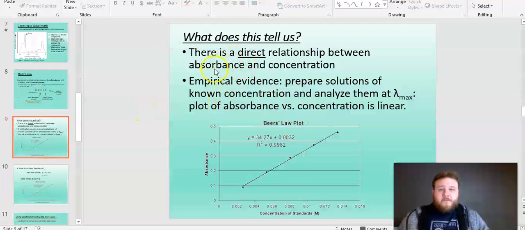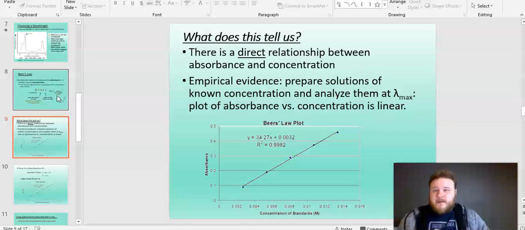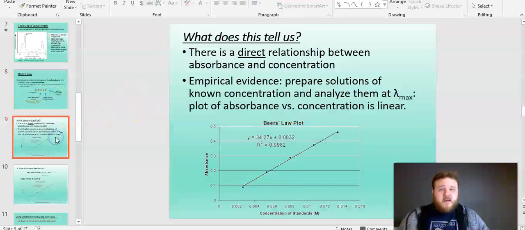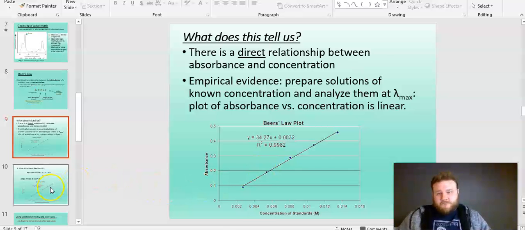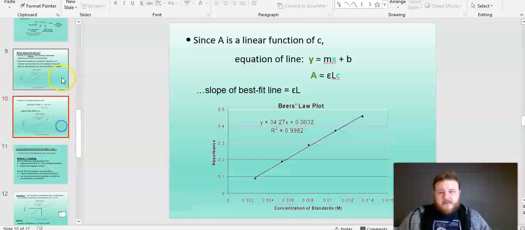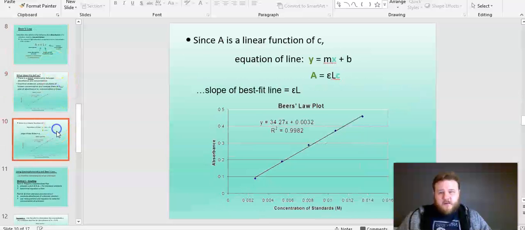Sorry, I had a slight technological error there. As I was saying, the slope should be equal to the product of these two values here. If you see a line like this, we see a direct relationship between absorbance and concentration, which makes sense. If we have a higher concentration, there's going to be more stuff to absorb that light. And so these slides basically just explain what I was just saying, okay?